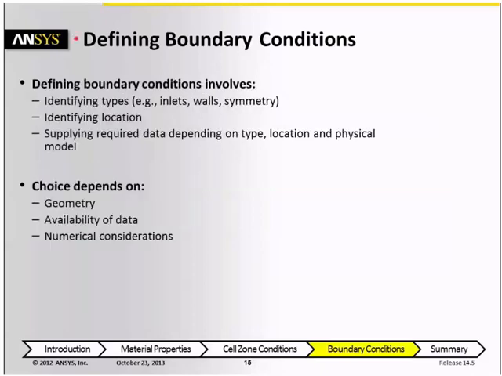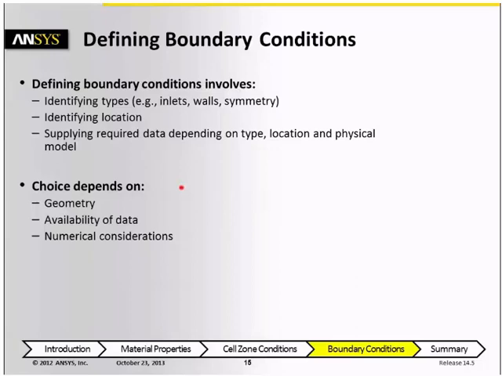Defining boundary conditions requires three things. We have to identify what type of boundary it should be. For instance, is it an inlet boundary, a wall, a symmetry boundary, and so on. We have to identify where to locate the boundary, and we have to provide boundary condition data. The information that's required for the boundary condition data will depend on the type of the boundary, the location, and the physical models that we're using.